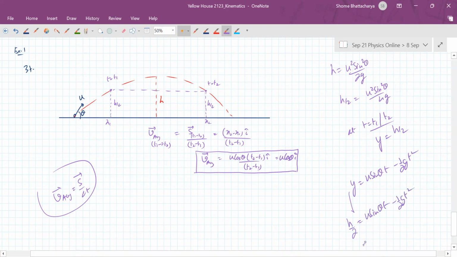No, sir, I used the t is equal to 2u sine theta by g formula. That is the total time of flight. Okay, so total time of flight is 2u sine theta by g. Therefore the time here is u sine theta by g. But the time t1 is not t by 4. This is not going to divide in half, because your y coordinate as a function of time is like this.